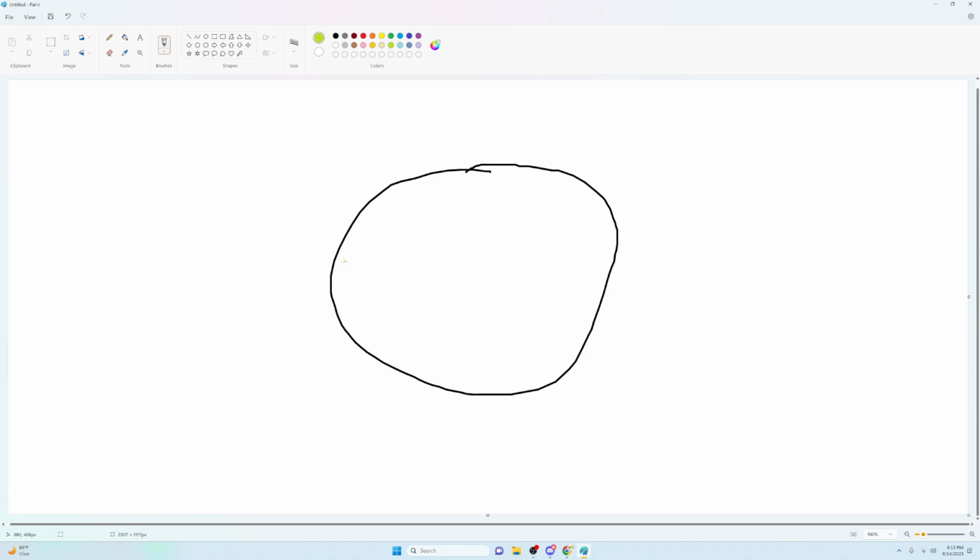So the diameter is very simple. It's just a line across the middle. All right, not up and down. It's across the middle. This is diameter, D. Okay, diameter. So the diameter is just across the middle.